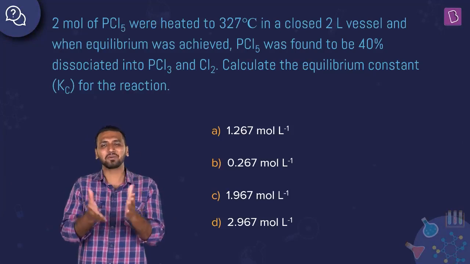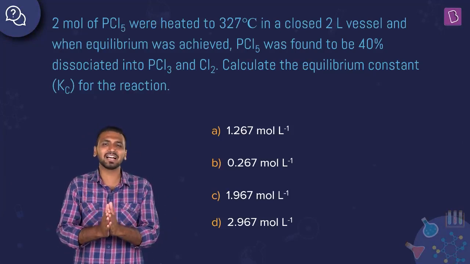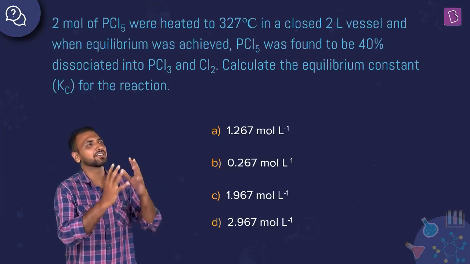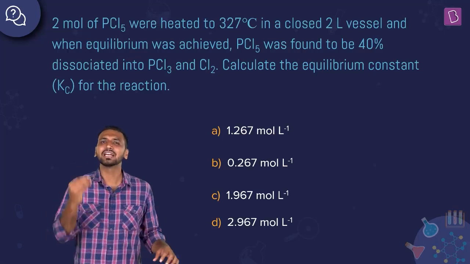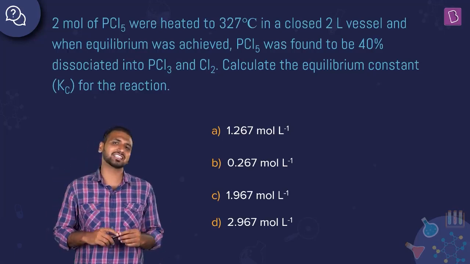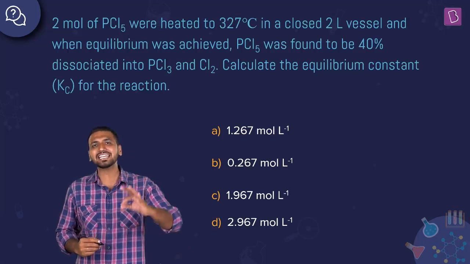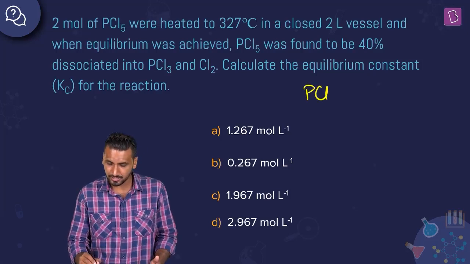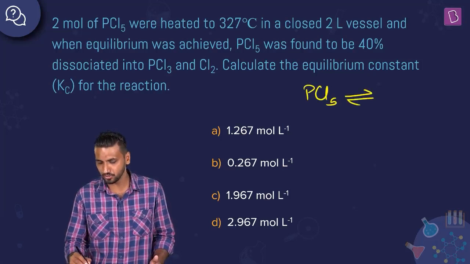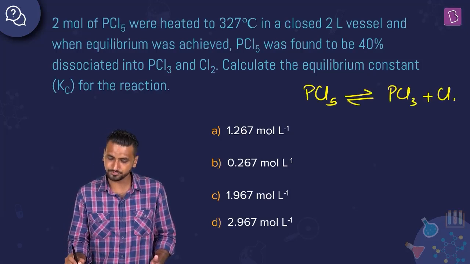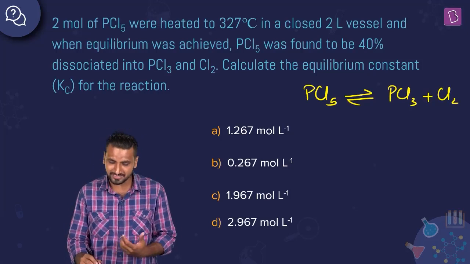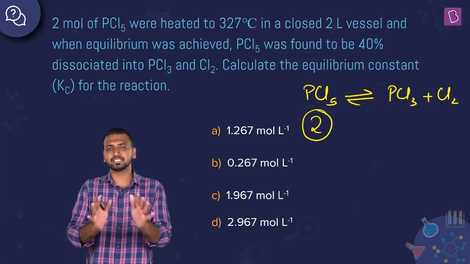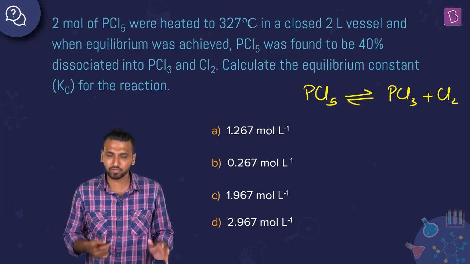Alright, so here we have a question from chemical equilibrium, and we are talking about the dissociation reaction, where PCl5 is getting dissociated into PCl3 and Cl2. You have seen this reaction a number of times, and we are going to talk about the equilibrium constant. Some data is given. Let me write the reaction first: PCl5 going into PCl3 plus Cl2, and what is given is 2 moles of PCl5 was taken initially. Let's generalize the question, and then finally we will put the data.